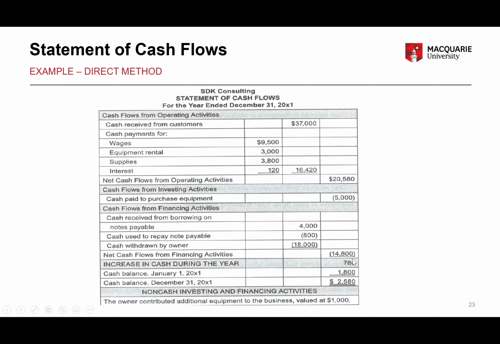And then we can aggregate these three totals, right? We've got the inflow and two outflows. That gives us a net increase in cash during the year of $780. And then what we can see at the bottom is we're reconciling that with the amount of cash on the balance sheet, right? So we had a cash balance at the start of 1,800, and then we add the increase we've had over the year, and that will give us the bank balance at the end.